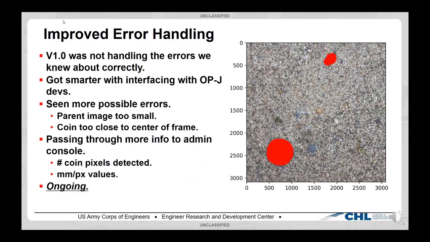Some improved error handling we've got here, and by error I don't mean the accuracy of SandSnap. I mean this image failed for some reason. Version 1 was not handling the errors, even the errors that we knew about, correctly. It was also not handling the subdivision of images like we thought it was. And the reason for that is we were not as smart as we got later with version 2 about how we interface with the developers at Mobile Spatial Data Branch.